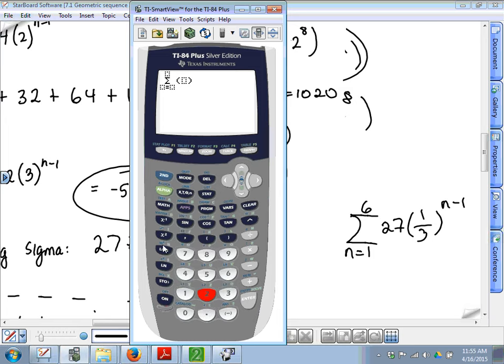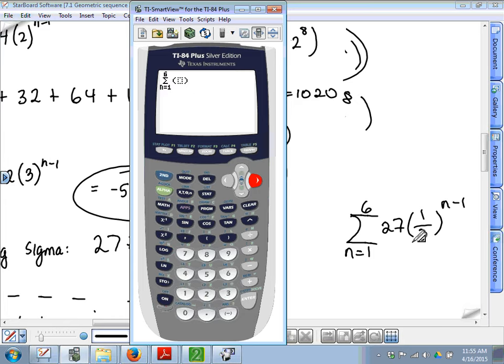So go down to the log button. Do you see right above the log button there's an N? So hit that. As long as there's a capital A on your cursor, it'll type the letter and not the log button. So N equals what? This problem right here, 1. Now cursor over. Then it brings you to the top of the sigma. We're going to go to 6.